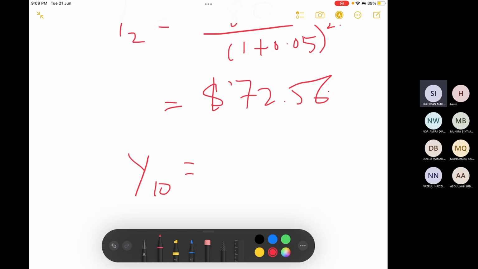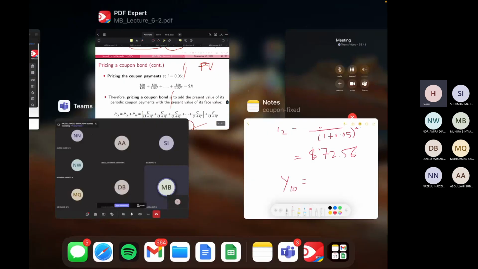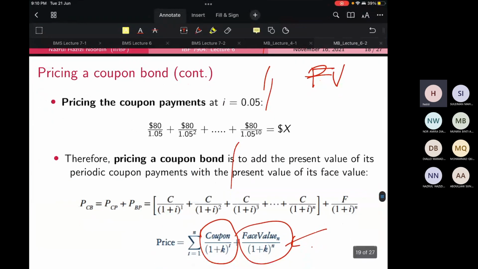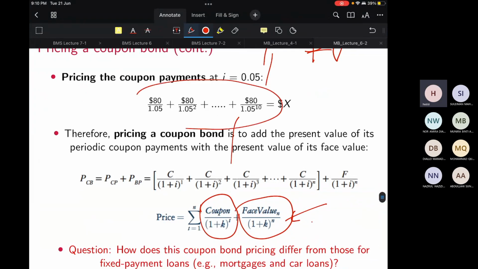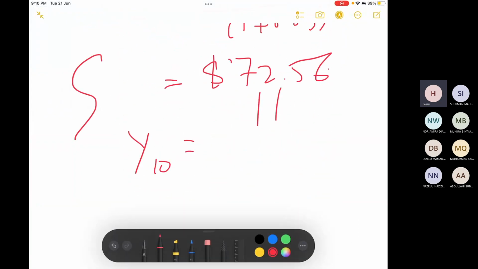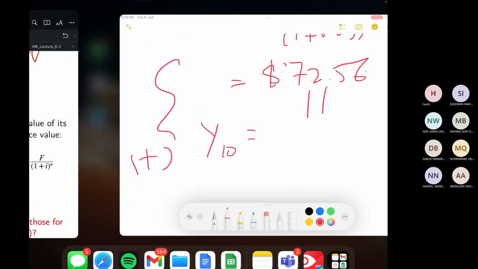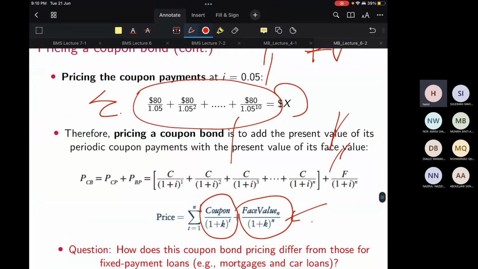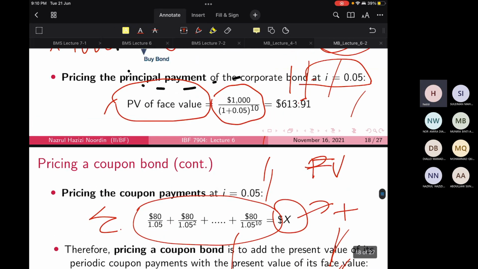Now how about the present value of the face value? How about that 613? Yeah, so I'm going to continue. Now we need to find the summation. You already found the present value of the coupon for every year throughout this process. Can you see the process here? So you need to sum all these amounts, and you get X amount here. Then you add the $614 present value of the face value, and then you get the price of the bond.